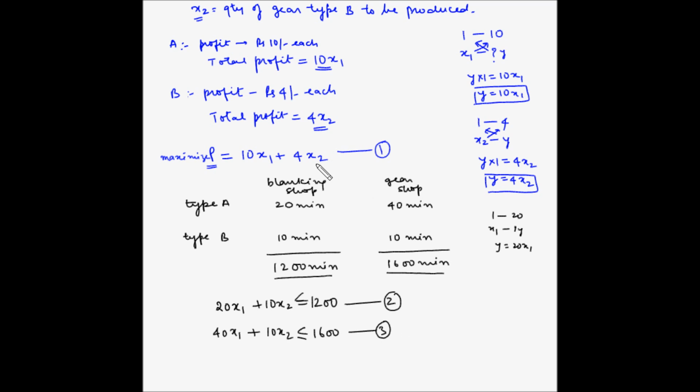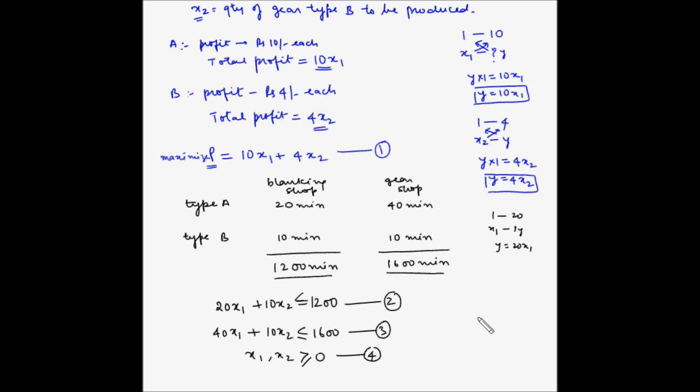So number 1 is our objective function for the LP model: maximize P, where P is equal to 10 times x1 plus 4 times x2. And 2 and 3 form the constraints. 20x1 plus 10x2 is less than or equal to 1200, and 40x1 plus 10x2 is less than or equal to 1600. And both the variables x1 and x2 have to be greater than or equal to 0. So this is the LP model that we want to solve using the simplex method.